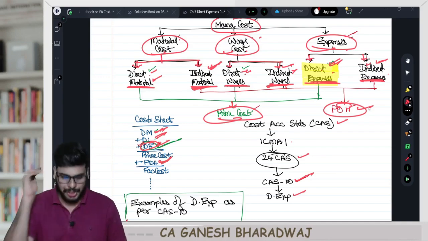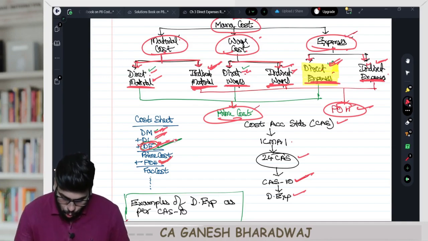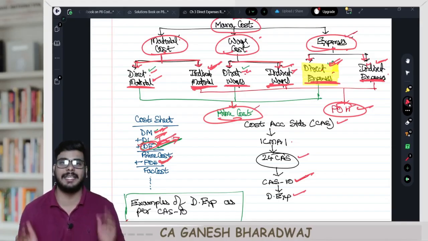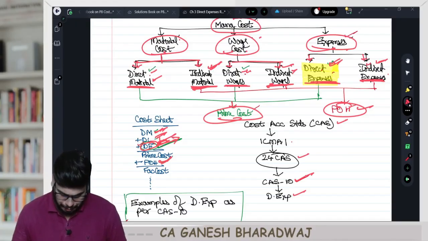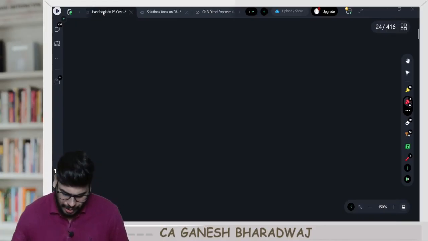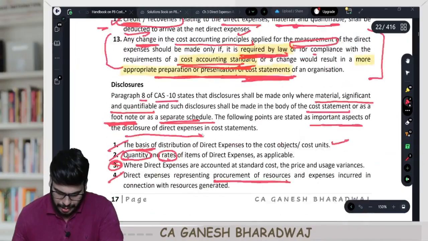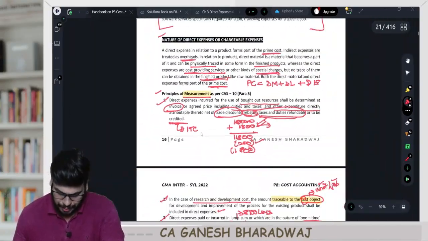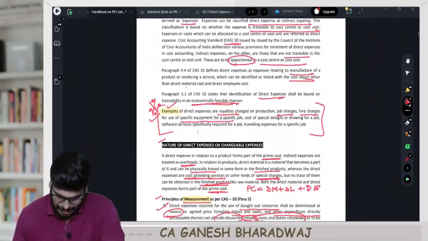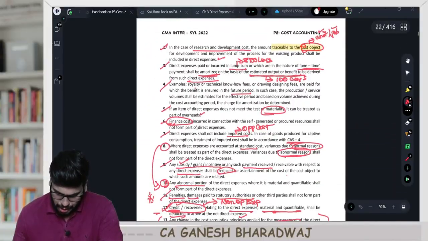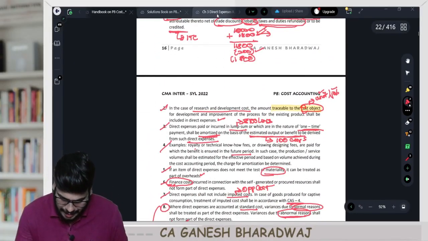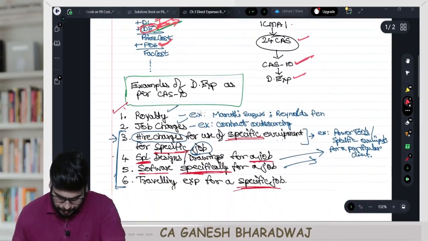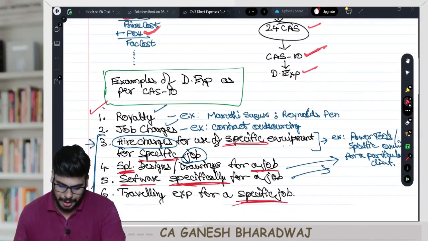Now, this chapter talks about which expenses need to be categorized under the direct expense category. Your Cost Accounting Standard 10 talks about it. Now, if you look at your institute study material, even in our handbook, they have just mentioned it in a huge list. Very simple. Let me summarize and put it here, which I have done.